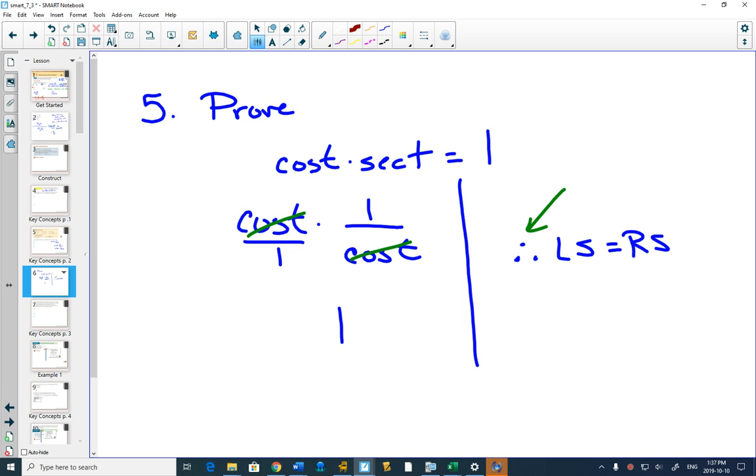Anybody know what these 3 dots mean? It means therefore. It just means therefore left side equals the right side.